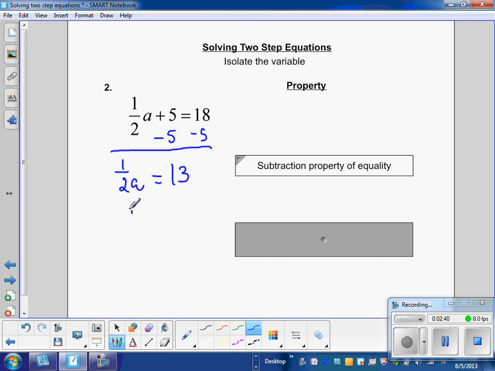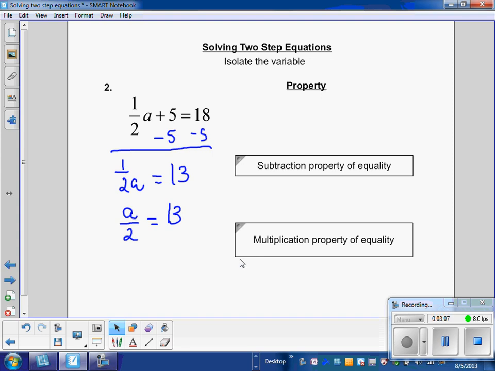1/2 a is the same as a divided by 2. So if I rewrite 1/2 a as a divided by 2, because 1/2 times something is the same as dividing it by 2, now it's clear what property I have here. I'm divided by 2, so I need to use the multiplication property of equality. So I'm going to multiply each side by 2.